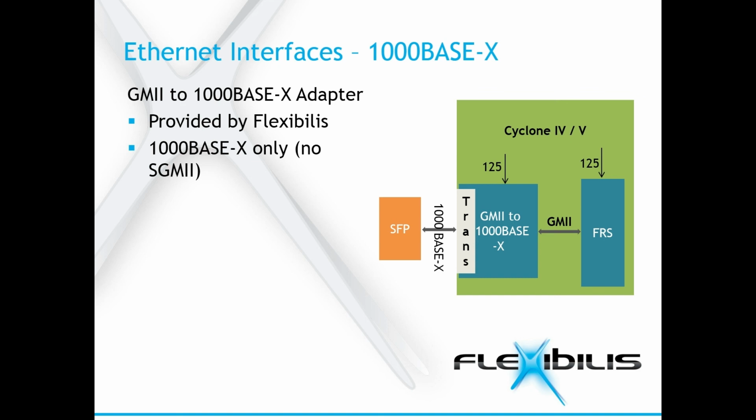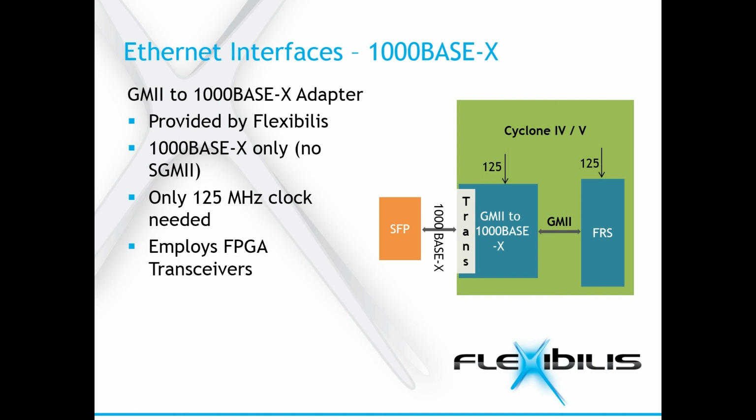The adapter can be used when a gigabit fiber optic transceiver or an SFP module is connected directly to the FPGA. Also, copper SFP modules are supported, but only with gigabit speed. No license is needed to be able to use this adapter. The adapter needs just one 125 MHz clock, and it uses the FPGA transceivers. Note also the Cyclone V transceiver channel usage limitations.